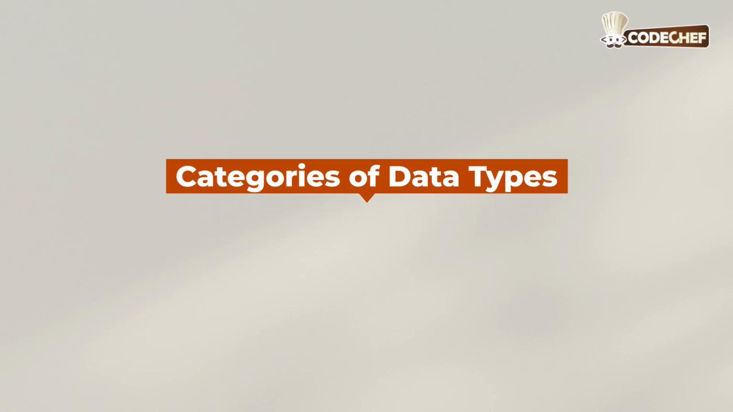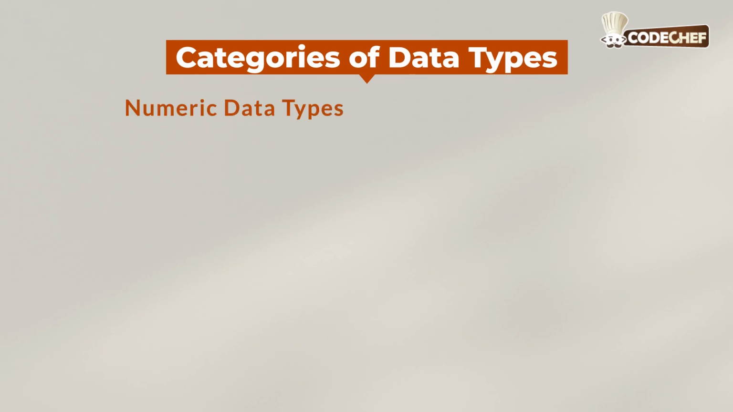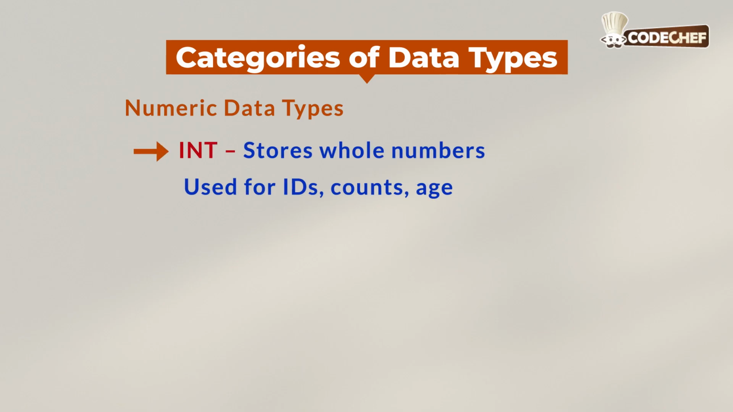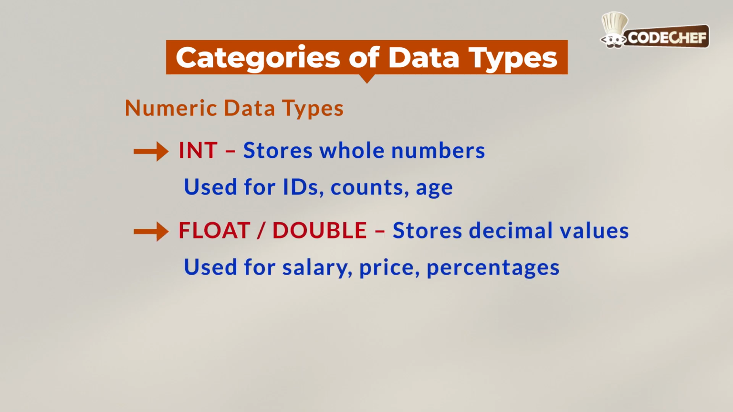Categories of data types. First, numeric data types. It means what are the data types that we can use when we want to store data in form of numbers. First is int. It stores whole numbers. For example, it can be used for storing IDs, counts, age, and so on. Second is float or double. It stores decimal values. For example, salary, price, percentages, and so on.